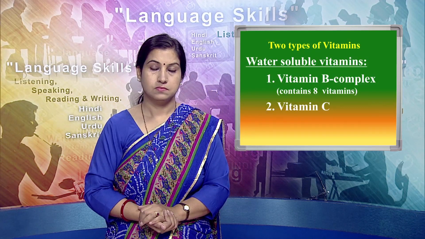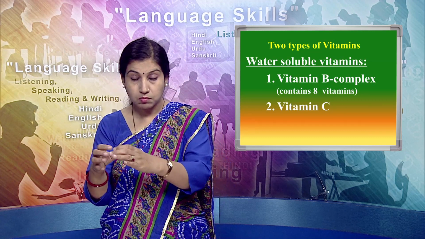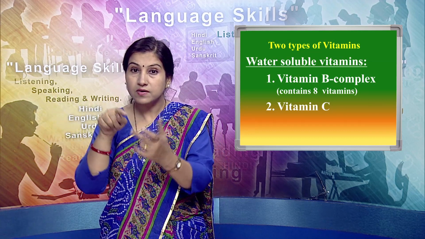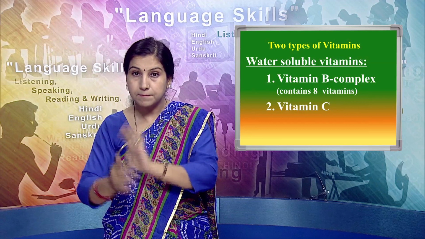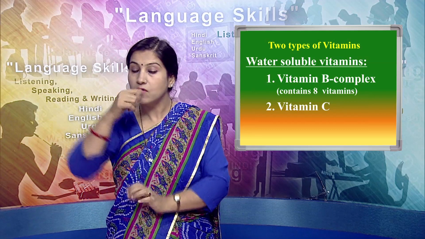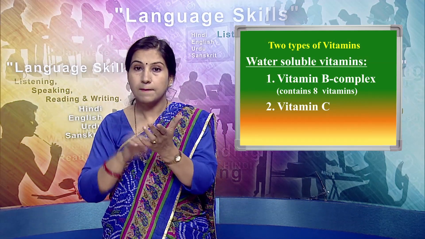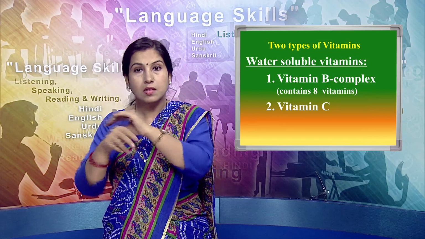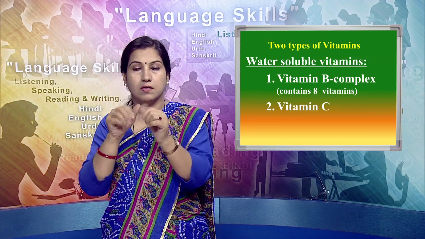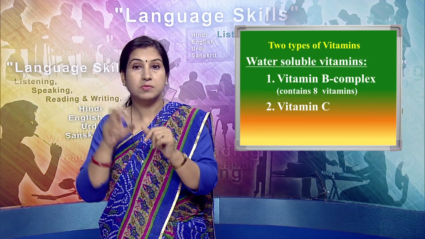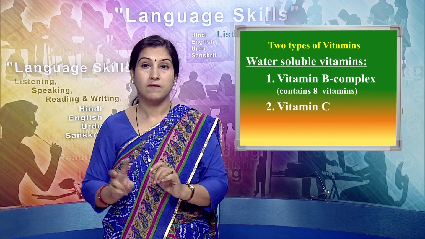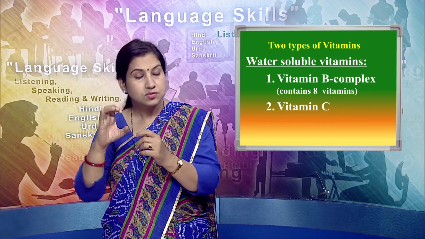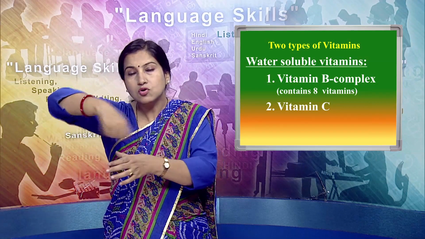The second group of vitamins is water-soluble vitamins. Water-soluble vitamins are vitamin B complex, which includes 8 vitamins, and vitamin C. So vitamin B complex and vitamin C are water-soluble vitamins.